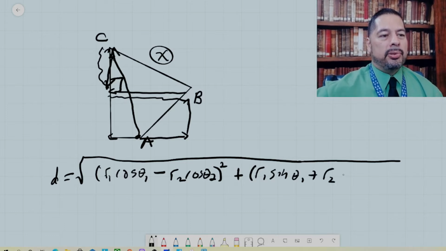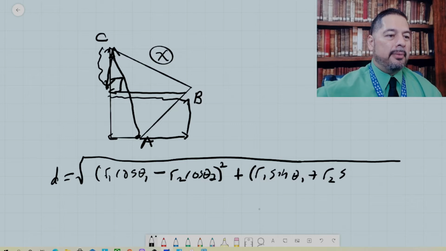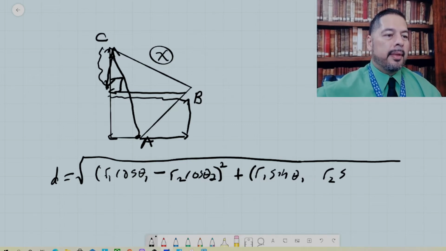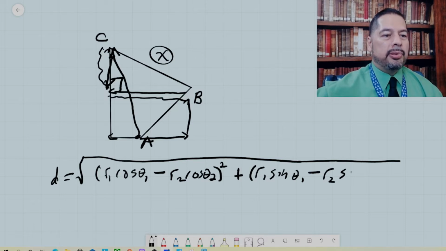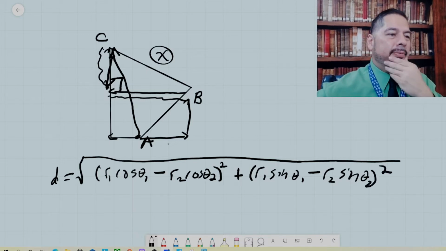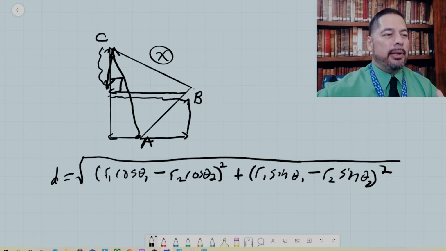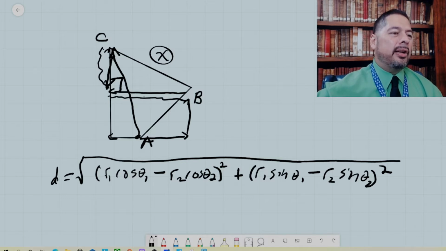plus r sub 2, minus, my bad, let me get the eraser here. Remember, you're taking the difference in this scenario. Minus r sub 2 sine of theta sub 2, that entire quantity squared. So that's the main difference. When you're asking the points from point B to C, so you have your original point at point A, they give you a certain magnitude and bearing to point B, they give you a certain magnitude and bearing to point C, all from point A, and you want the distance from point B to C, then you would take the difference of the vectors, and that would give you your answer.